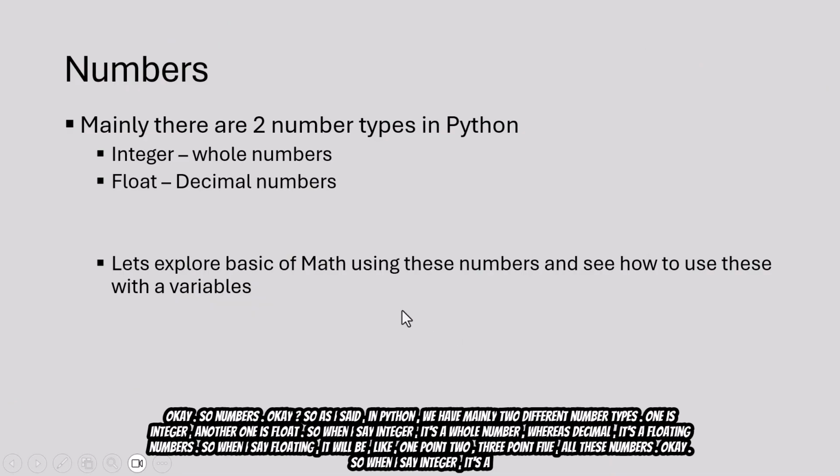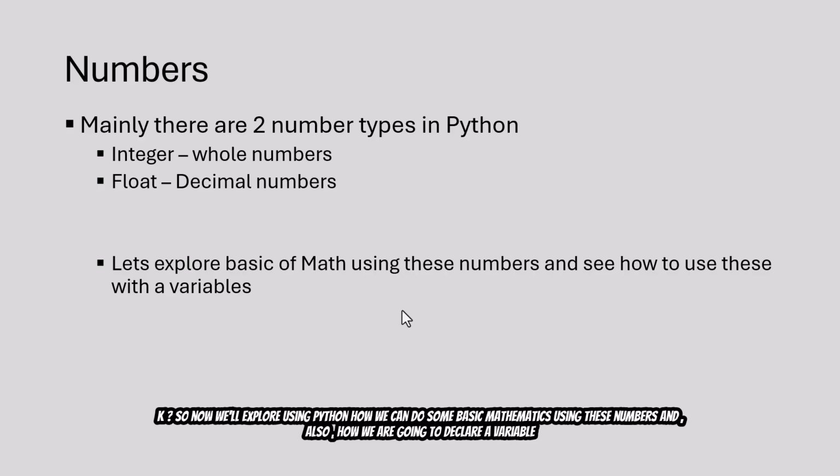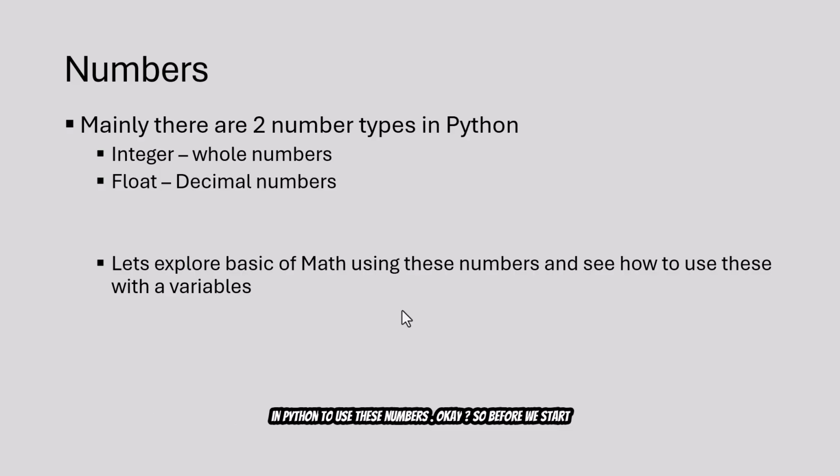So numbers. As I said, in Python we have mainly two different number types. One is integer, another one is float. When I say integer, it's a whole number like 1, 2, 5, 10, whereas decimal is a floating number, like 1.2, 3.5. Now we'll explore using Python how we can do some basic mathematics using these numbers, and also how we are going to declare a variable in Python to use these numbers.